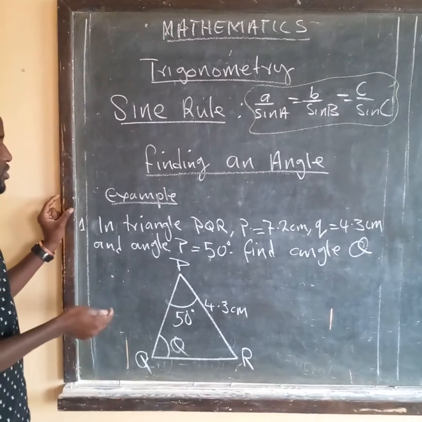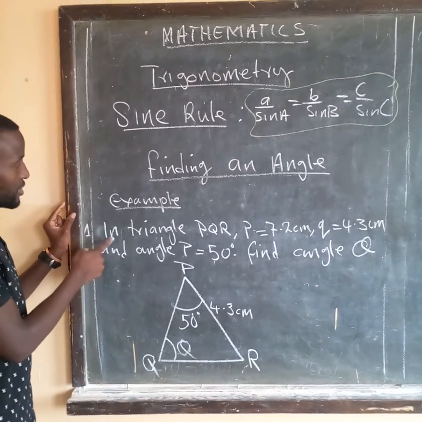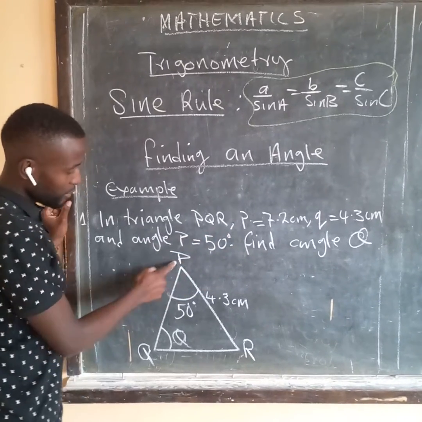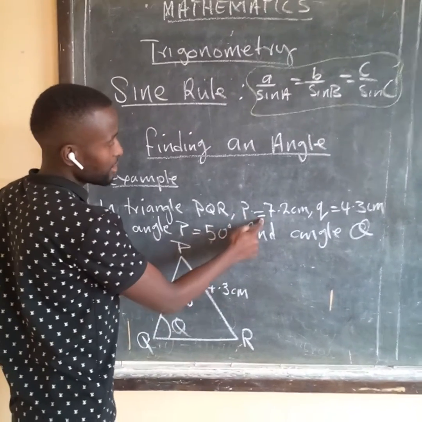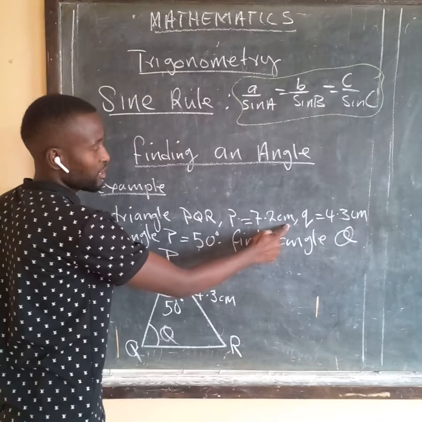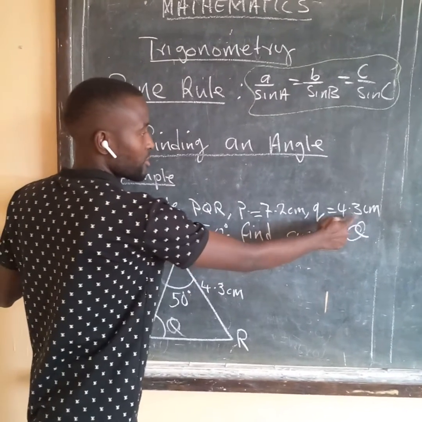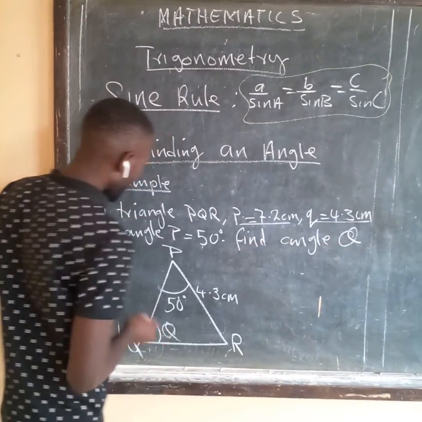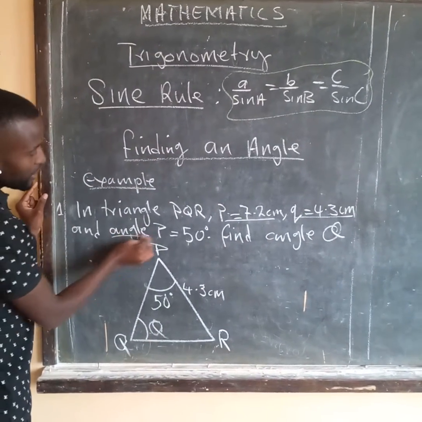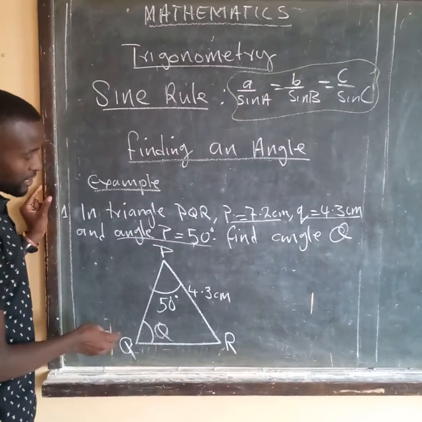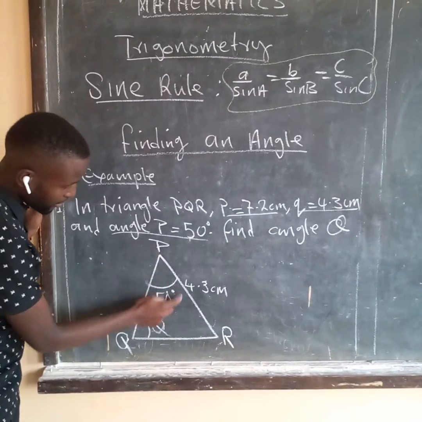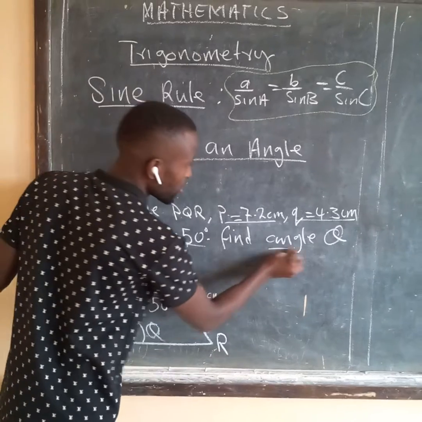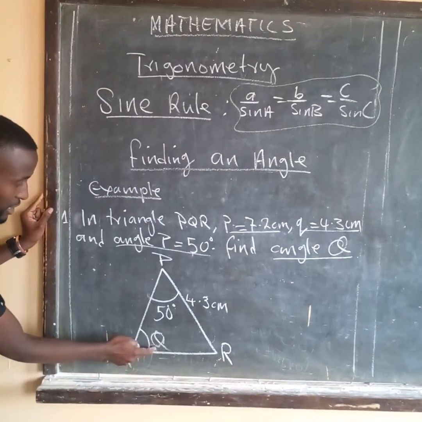So now let's go straight to the example. The example says that in the triangle PQR, p is equal to 7.2 centimeters, q is equal to 4.3 centimeters, and angle P is equal to 50 degrees, which is this one. Find angle theta. So we're interested in finding angle theta.